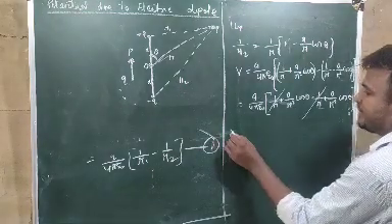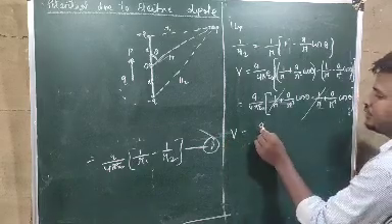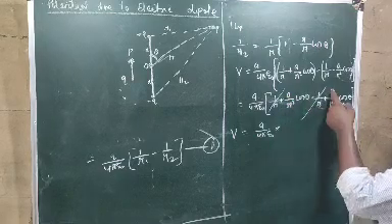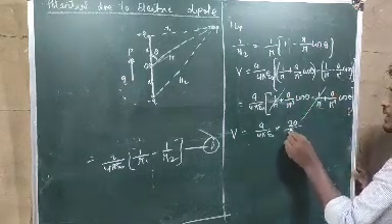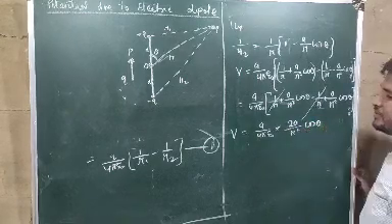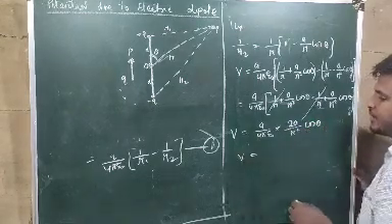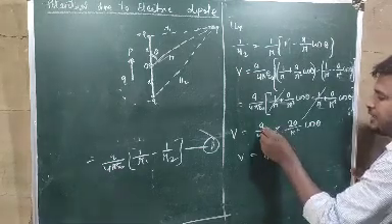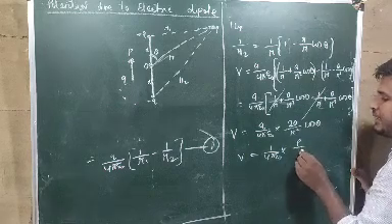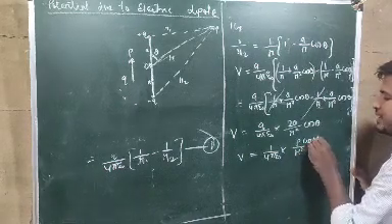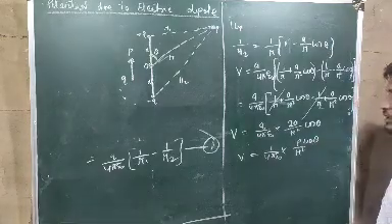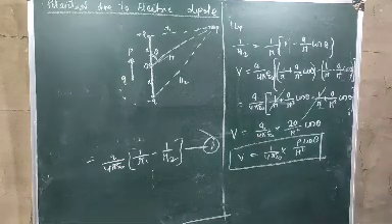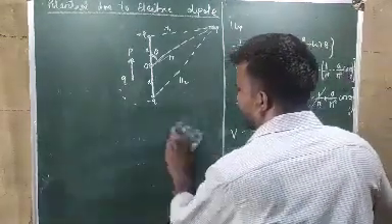Now V will be equal to q by 4 pi epsilon naught multiplied by a by r square cos theta plus a by r square cos theta. It will become twice a by r square cos theta. So V will be equal to 1 by 4 pi epsilon naught multiplied by twice a q by r square cos theta, and twice a q is nothing but p. Now this is the expression for potential due to an electric dipole.